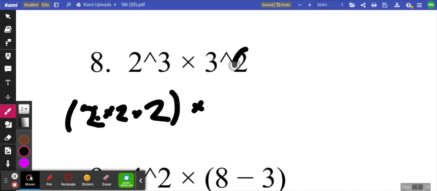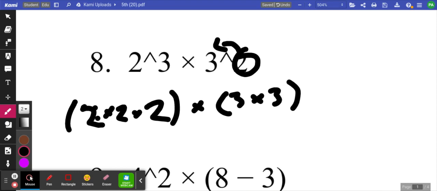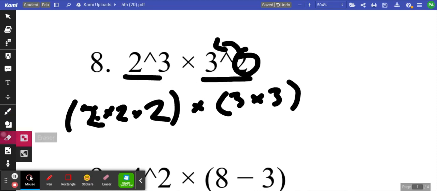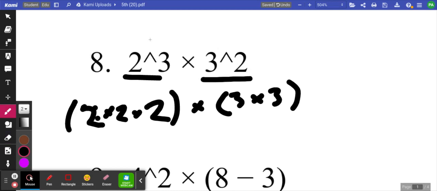And then when it comes to the exponent of 2 for 3, 3 is going to multiply twice. So 3 times 3. And you don't have to put the parentheses, but you have to automatically think that there's a parentheses there, because these are basically two separate equations. If you think about it like that, these are two separate equations.